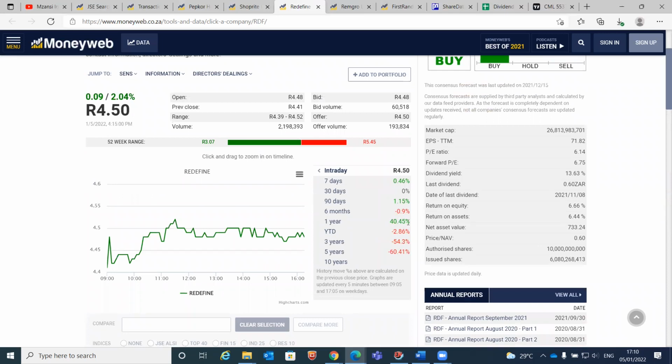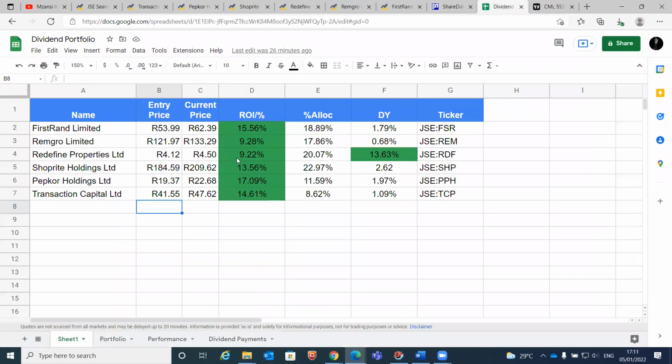It's also up 40% there. So I made a bit of money. I think I got in somewhere before the end of 2020. So I was able to get that 40% growth from this company alone, even though if you look at the return on investment on it, it's just about 9%. That's because I bought more when I decided to upgrade this company from a trading stock into a dividend stock.